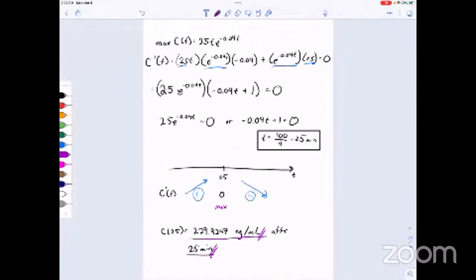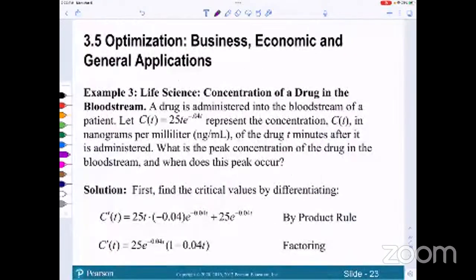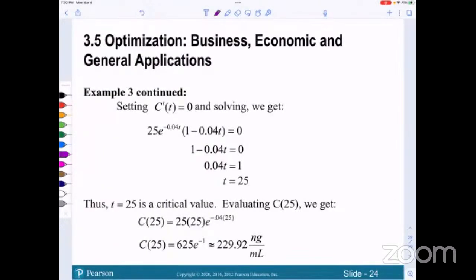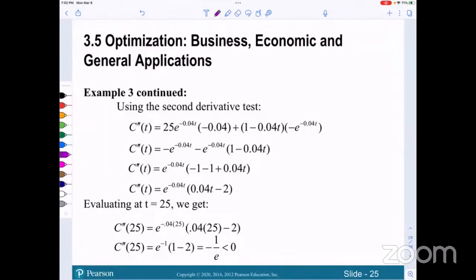All right. So first find the critical values by taking their derivative, right? We did that. Set it to 0. We got 25 is a critical value. Evaluating C of 25, we get the 229.92 nanograms per milliliter. Using the second derivative, now they did go ahead and do the second derivative, which is fine. If you want that to be a max, you should get a negative result there, right? So when you plug in the 25, you see they get a negative result, which confirms that it is indeed a max.